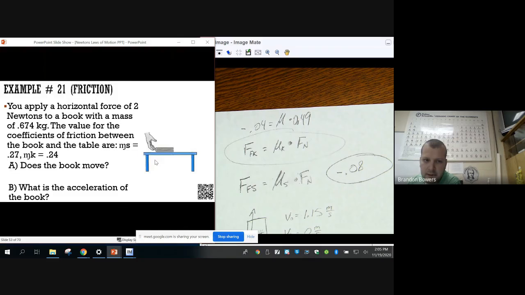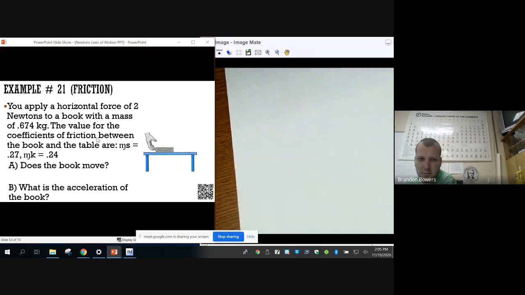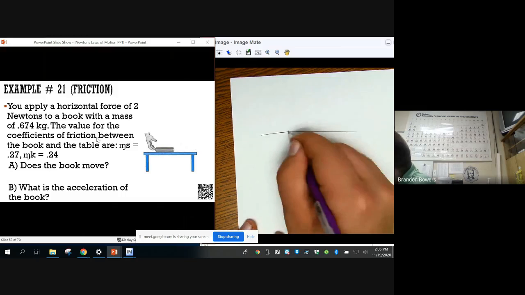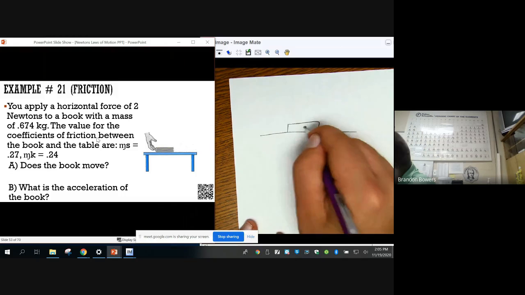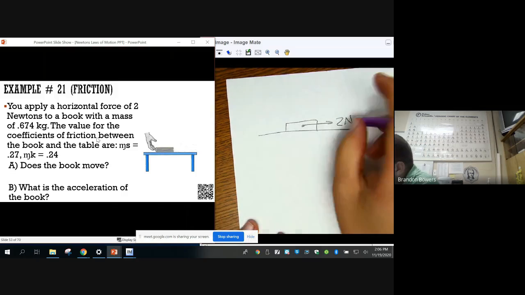Okay. So let's try number 21. You apply a horizontal force of 2 newtons to a book. Okay, so I'm going to draw my picture. So here's my book. All right, the force applied is 2 newtons. Okay, so that's force applied.